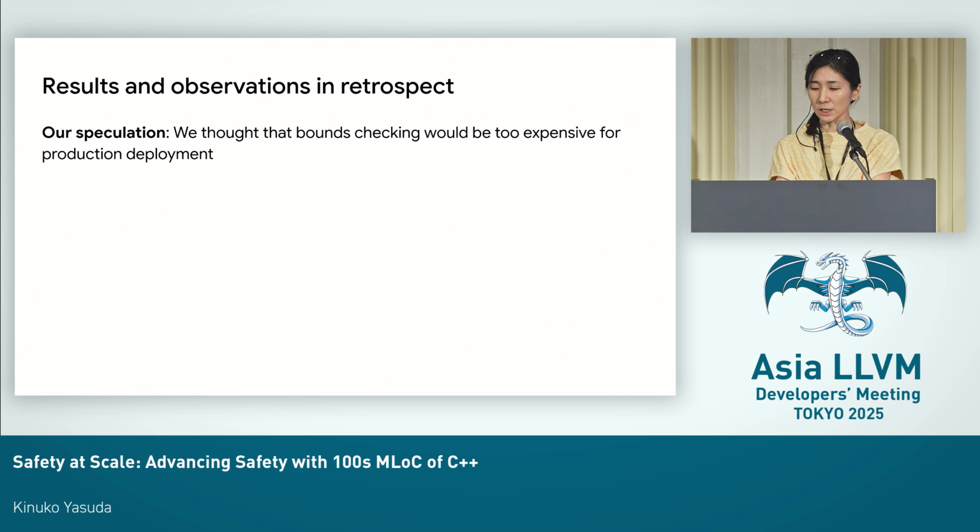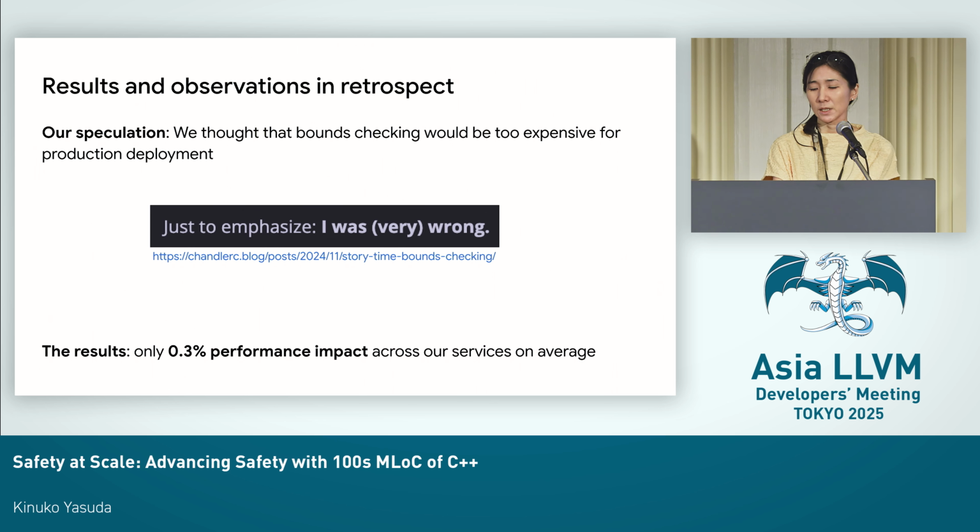And what happened then? To be honest, in the beginning we were all very pessimistic. At Google, we care a lot about performance, and we thought that the bound checking would be too expensive for production deployment. However, in the end, the measurement told us that this actually cost little, only 0.3% on average across all our services.